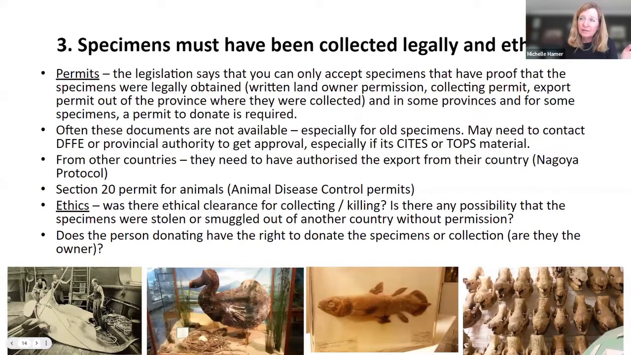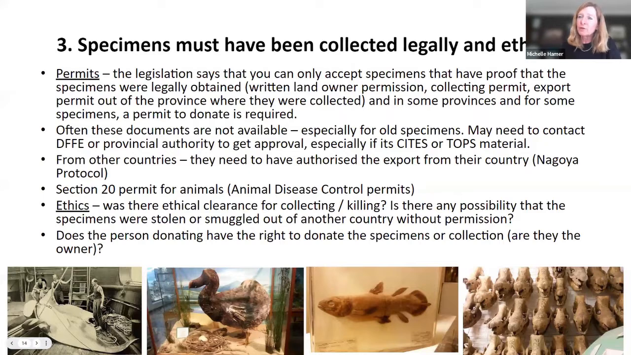Whoever collected it might have been in the Eastern Cape, and you had a permit from the Eastern Cape for it to be there, but now you need to move it to Gauteng. And the Eastern Cape province has to authorize that export, that movement out of the province. And in some provinces, you need a permit to donate as well. So all of these things need to be in place, but often the documents aren't available.